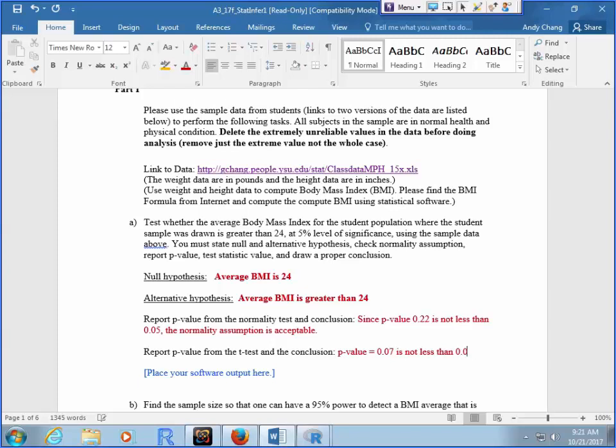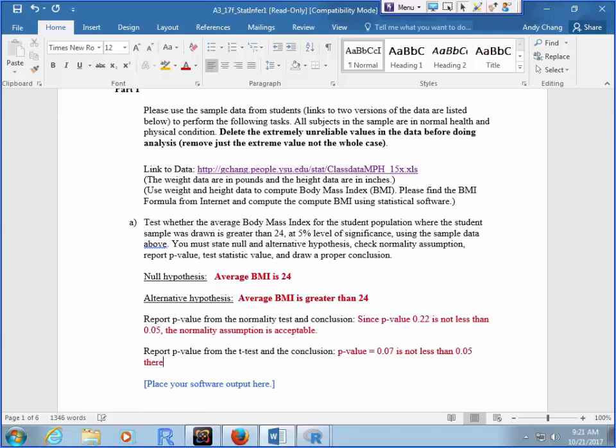Therefore, we do not reject the null hypothesis. And that's not a good enough answer, all right? This is just a decision on whether you reject the null hypothesis or not. The important thing is to properly conclude this test, right? You have a p-value, null hypothesis not rejected.